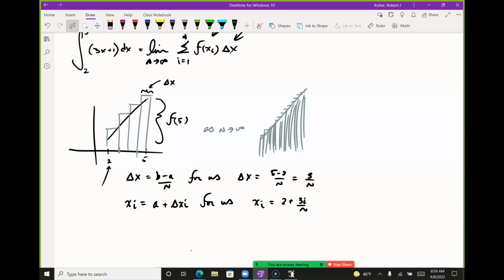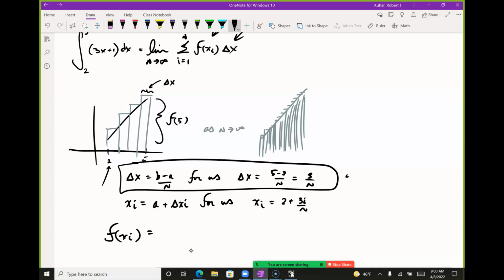Yep. Now I want to find f of x sub i, because I need the width of my rectangle right here, and I need the height of my rectangle. So this is going to be 3 times x plus 1, and in there I'm putting my x sub i.